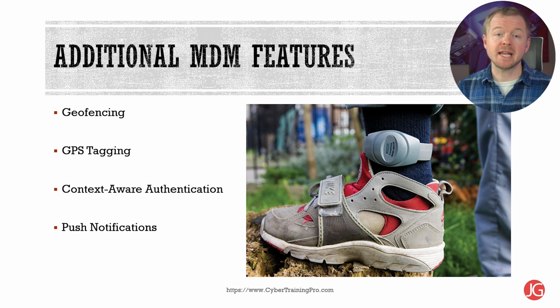Some additional features that MDM solutions have include geolocation, which helps us locate lost or stolen devices, and geofencing, which allows us to create a geographic region where certain applications are allowed to run. For example, if we want to only allow our sales application to run on our site. GPS tagging, or geotagging, is the location metadata included in pictures or files that might be posted to social media. This is obviously a concern if we don't want to disclose our location.